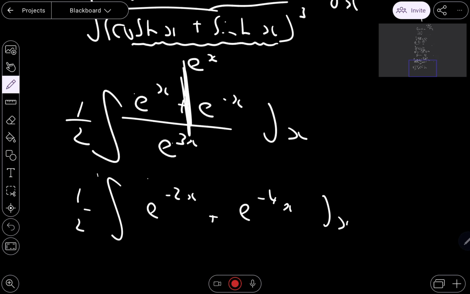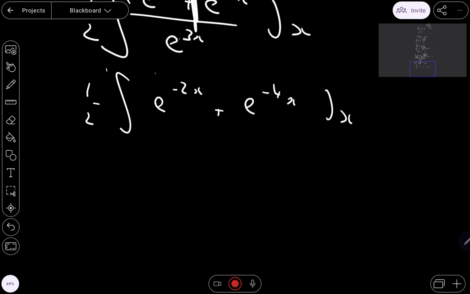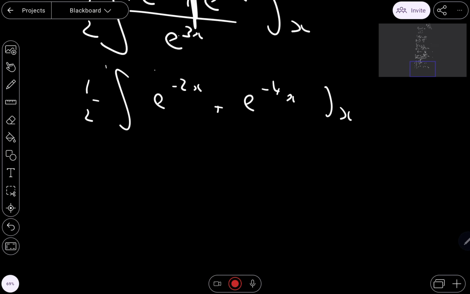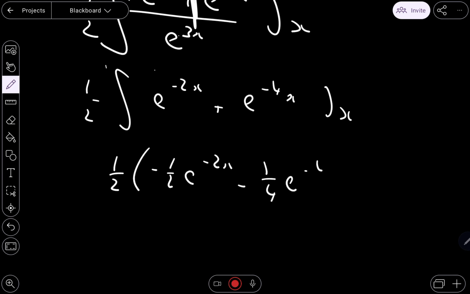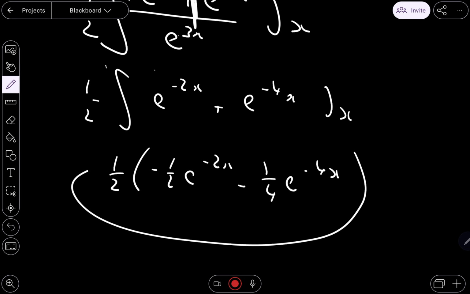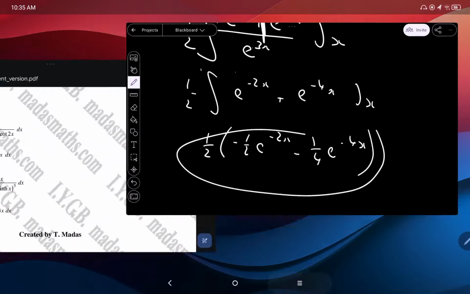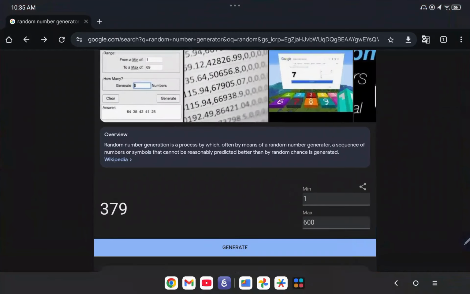And both of these functions are super easy to integrate. We're going to have a half into minus a half e to the minus 2x minus a quarter e to the minus 4x. Close brackets. Good.